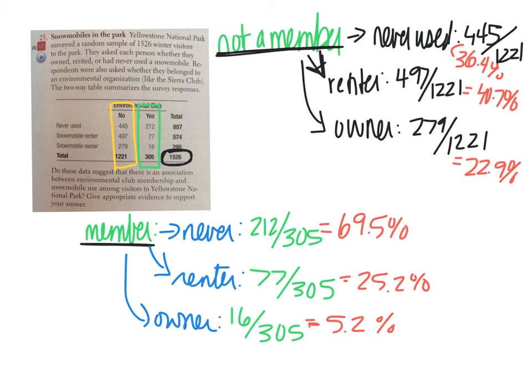Okay, so the question is, is there an association? I would say yes, because these are so different. If we had made these into a bar graph or a segmented bar graph, they would look pretty different from each other. Let's point out some specific things. When it says give appropriate evidence, this is me giving specifics. Someone who is not a member is way more likely to rent a snowmobile than somebody who is a member.